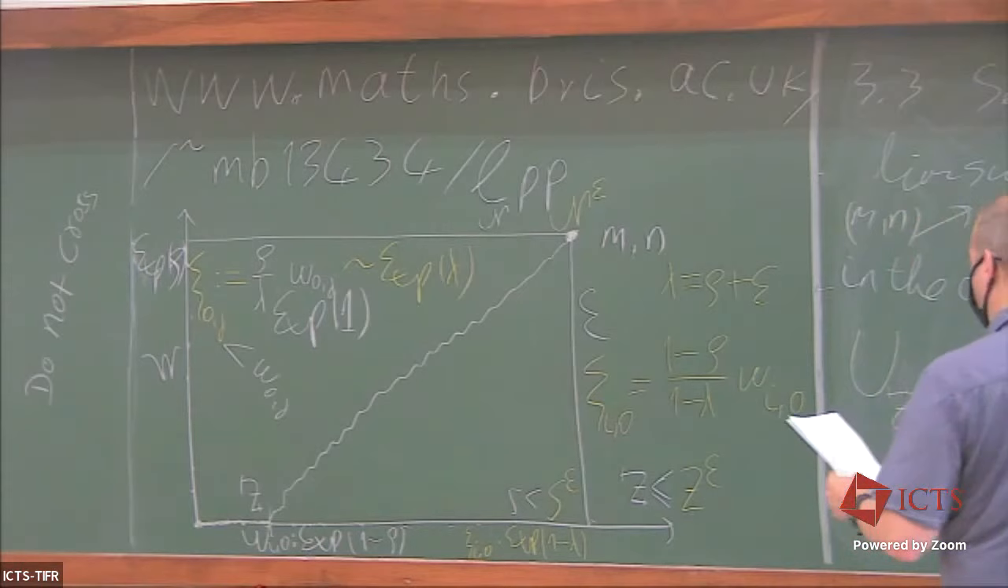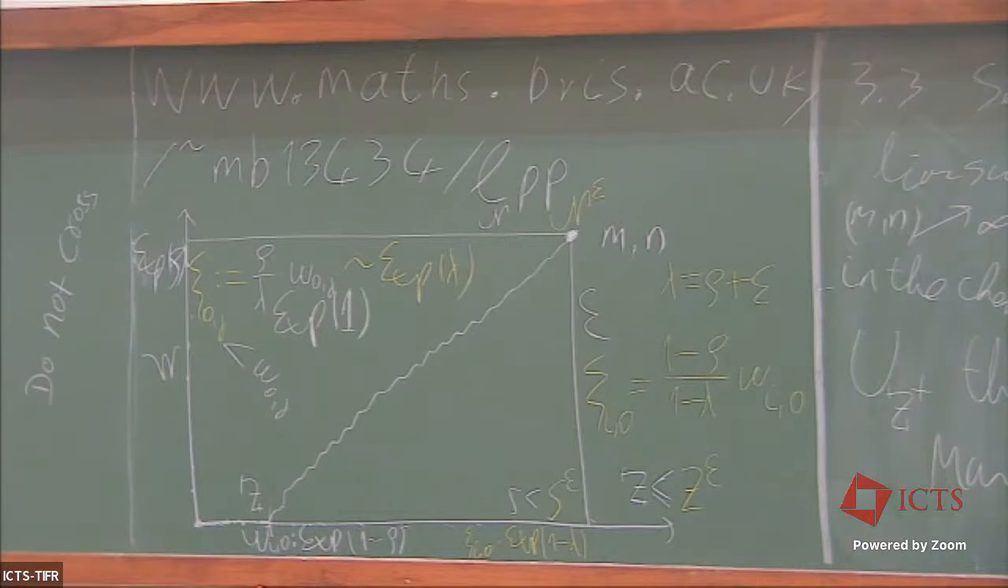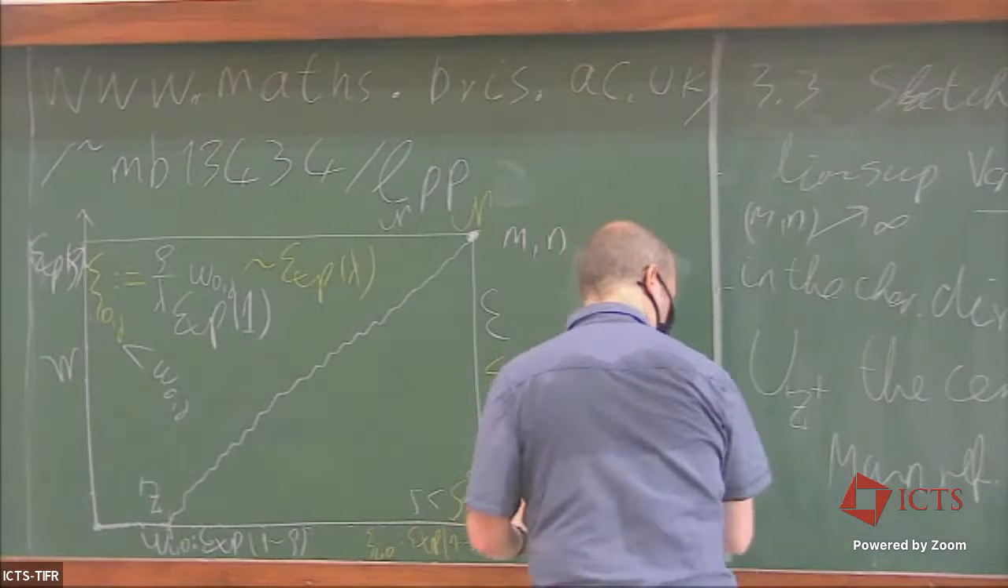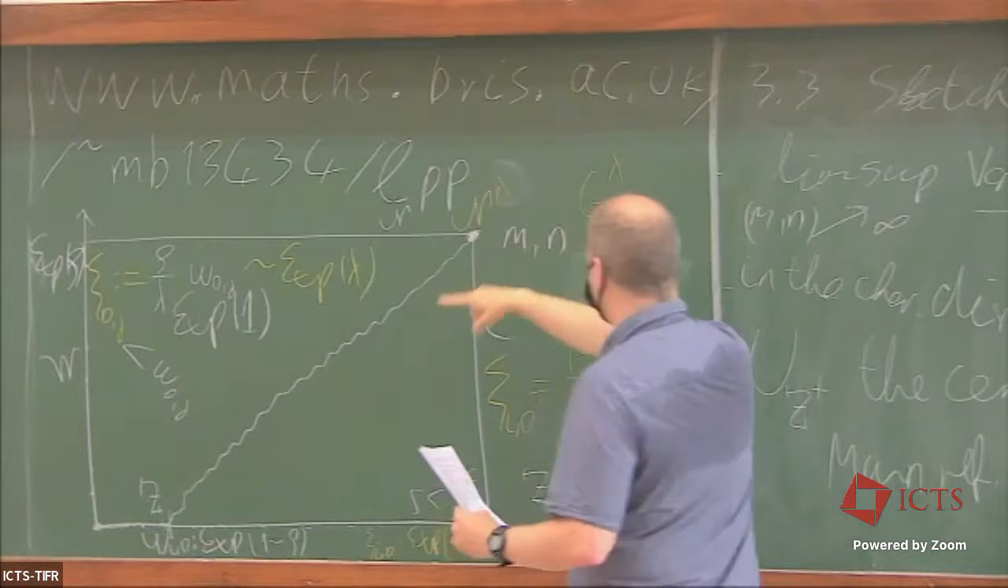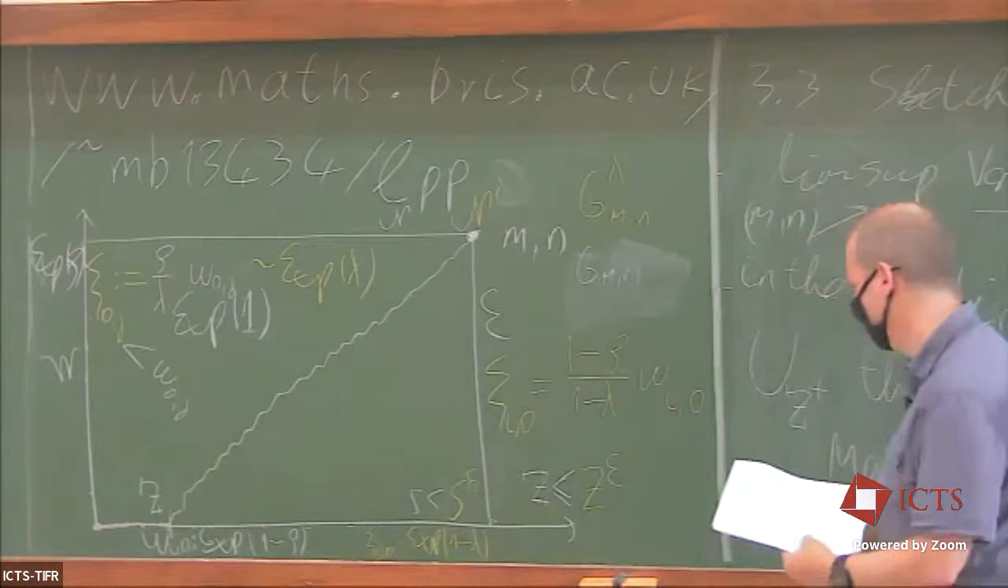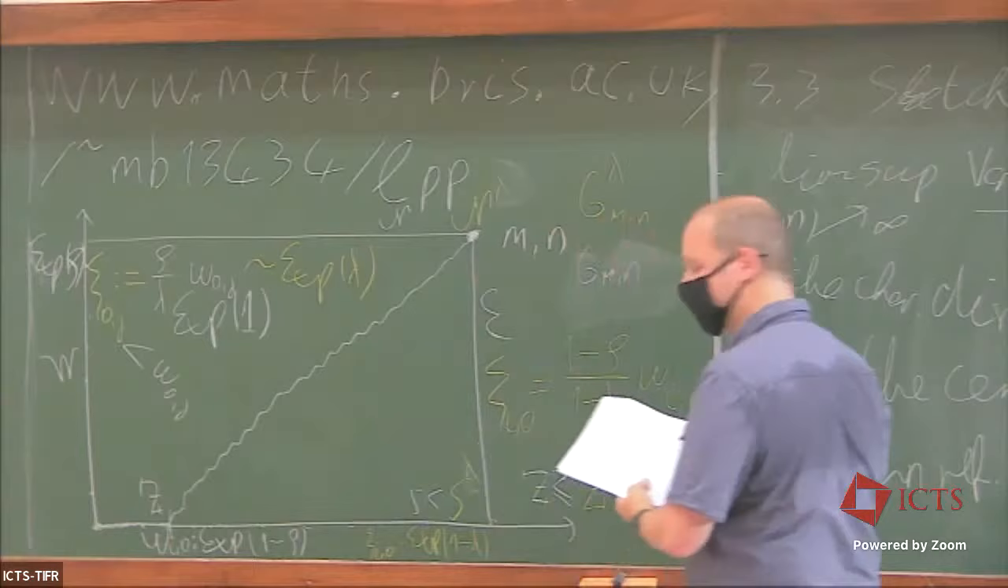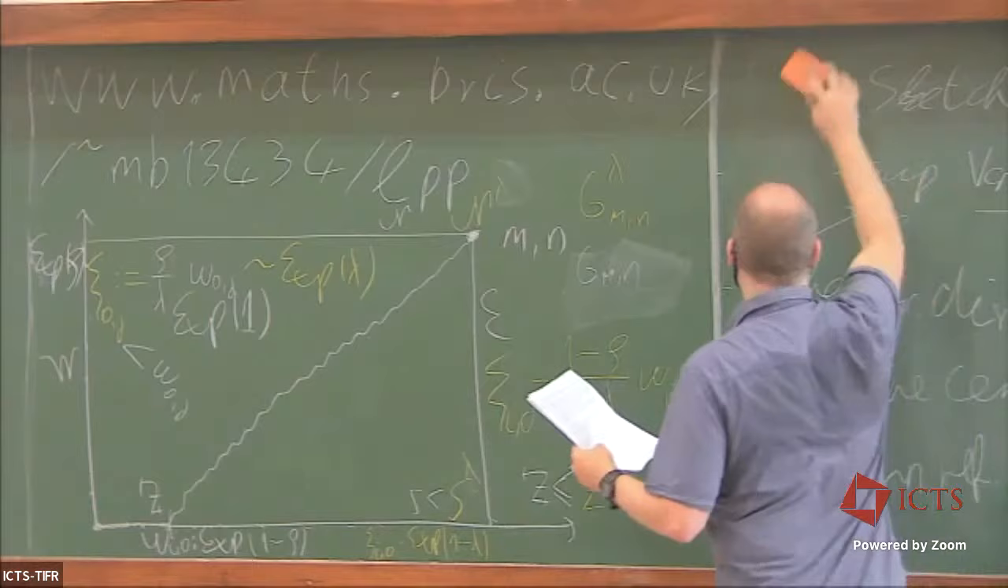I'm not gonna do epsilon anymore. I'm just gonna use lambda for the new model. So I'm gonna have G_mn lambda in the new model, and I'm gonna have G_mn in the old model with rho. Everything here is lambda. Okay, that's the notation and that's the setup. Then let me show you the main points of the argument, and I hope I get to the end of it in the remaining time.